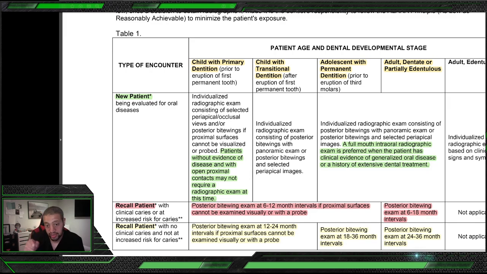Also, you should take a look inside the patient's mouth. And then this is where we go for X-ray. If an adolescent patient comes to you prior to eruption of third molars and it's your first time seeing him in the office, a full mouth intraoral radiograph exam is preferred when the patient has clinical evidence of generalized oral disease or a history of extensive dental treatment.